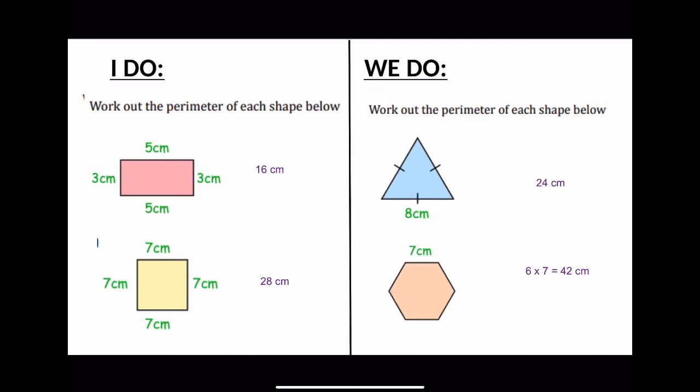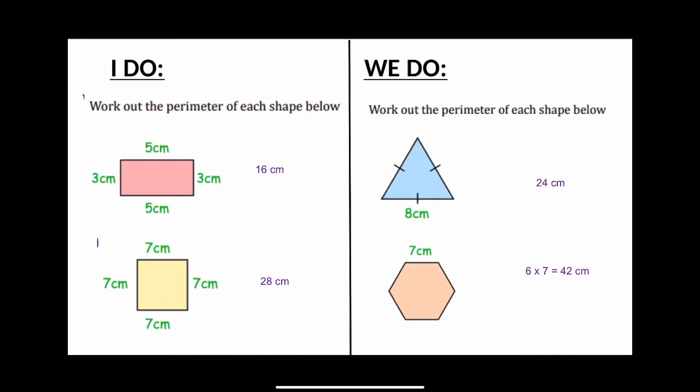Let's have a look at the next one now. That one is 8 centimetres. Can you think of a reason why we can work out the measurement even though we've only got one side labelled? It's because it's an equilateral triangle. So we could say 3 times 8 is 24, or we can say 8, add 8, add 8. That's 24 centimetres.